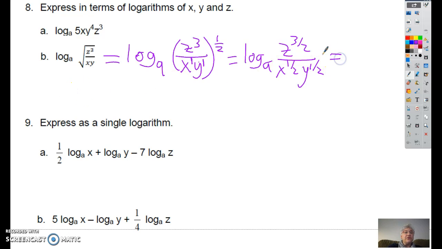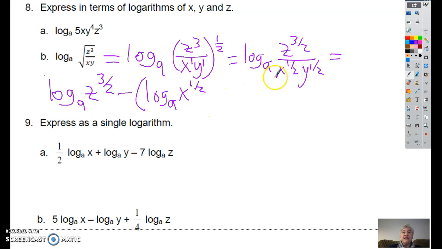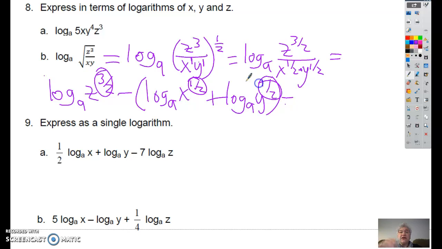So I'm going all the way over to the left here again. Log base a of z to the 3/2 minus, in parentheses, log base a of x raised to the 1/2. And since these two are multiplied, plus log base a of y to the 1/2. One more step. All of the exponents need to be moved to the front of the word log as coefficients.